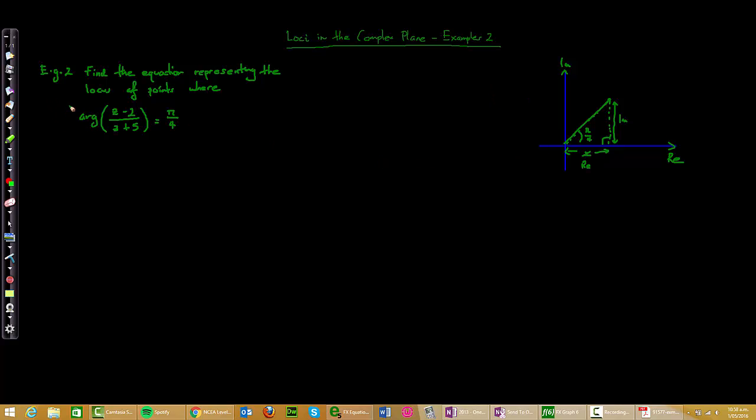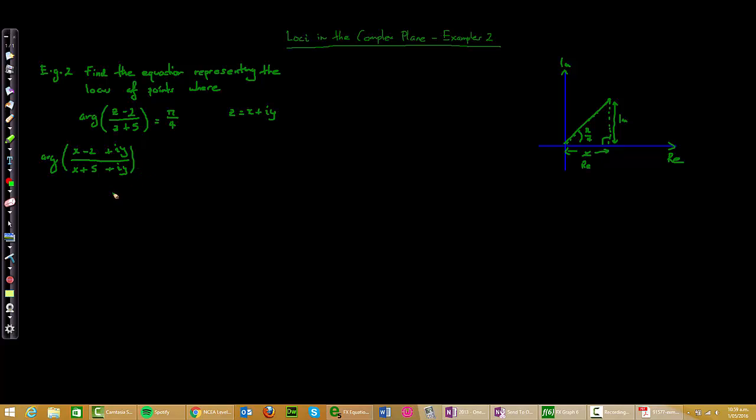So how would you start this question? Usually if I'm not sure what to do, the first thing I'm going to do is replace z with x plus iy. So let's see if we can simplify this argument. I'm going to put the real parts together straight away: x minus 2 plus iy over x plus 5 plus iy.